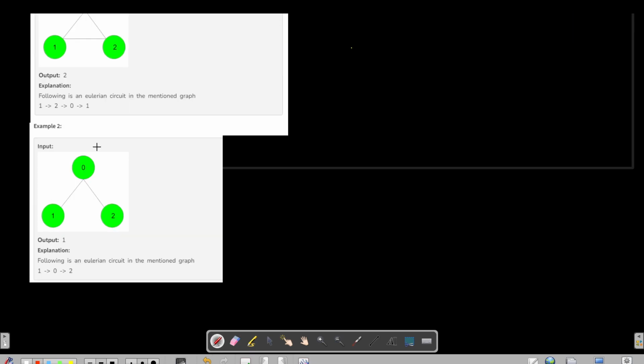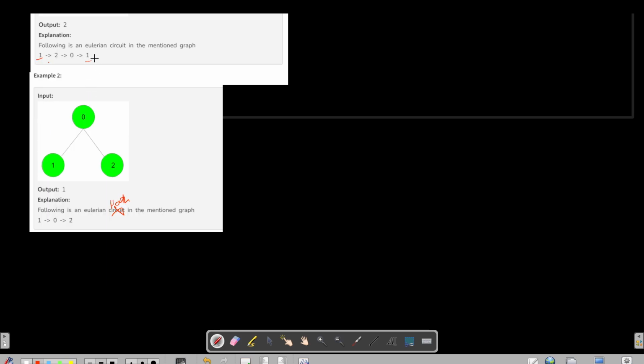Okay, this is written wrongly here. It is path, not circuit, right? Because for a circuit, they have said that the starting and ending index should be the same. So this is your circuit. The above test case is not, right? So 1, 0 and 2, okay.